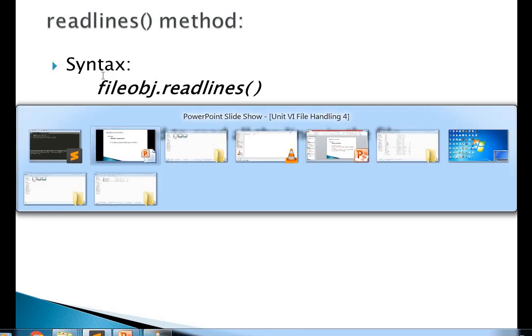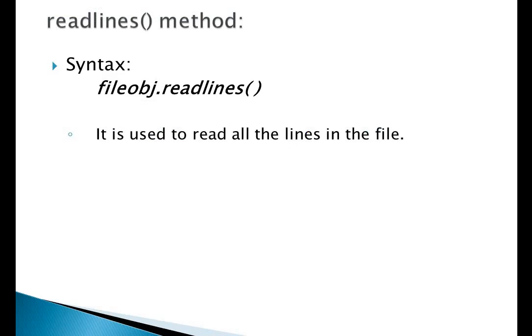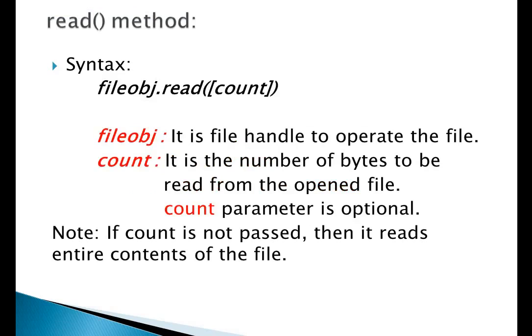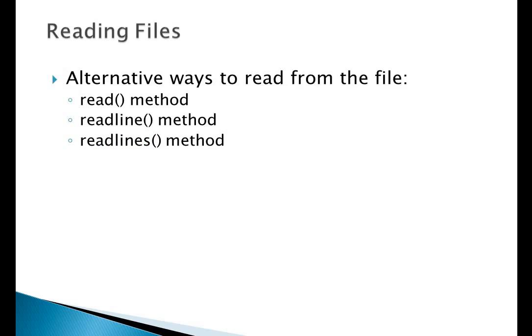We have seen three alternatives to read the file. These three alternatives are the read method, readline method, and readlines method. The difference between read, readline, and readlines: the read method reads the complete content, readline will read a single line, and readlines will read all the lines in the file.